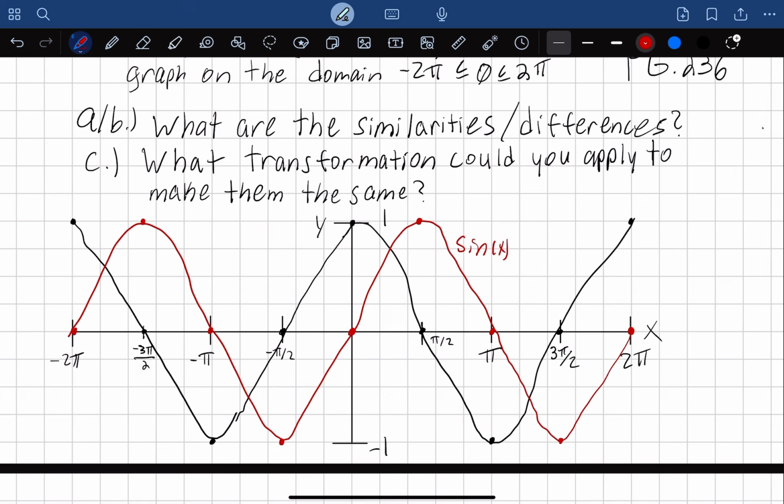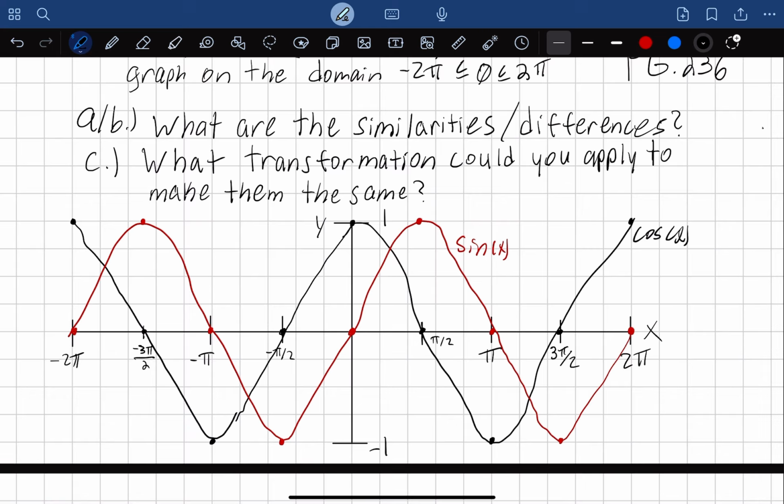As you can see, these are very similar graphs. So as for explicit similarities, they have the same amplitude, they have the same period, they have the same midline, the same domain, and the same range. The only difference is, as you can see, they don't cross the same points at the same time. In mathematical terms, you would say they have different intercepts. However, when you think about drawing these, you can also remember that sine starts at 0 on the way up, whereas cos starts at its max value of 1.